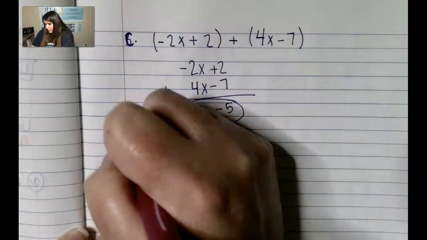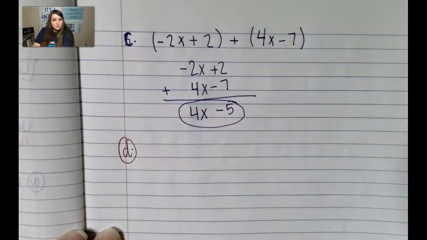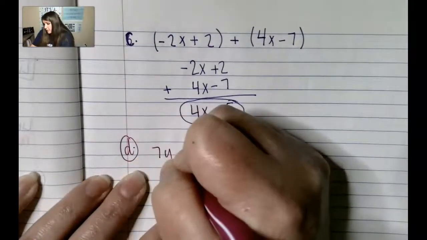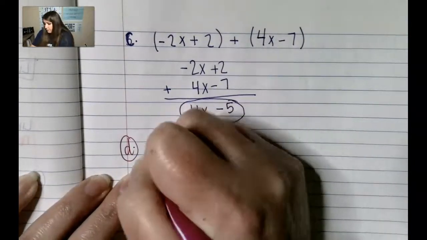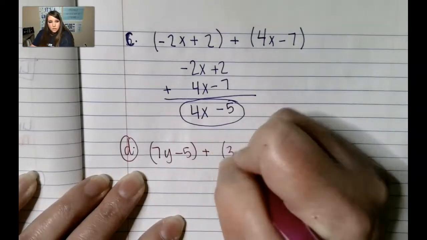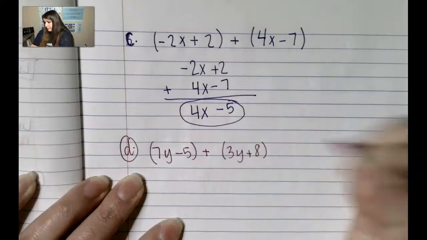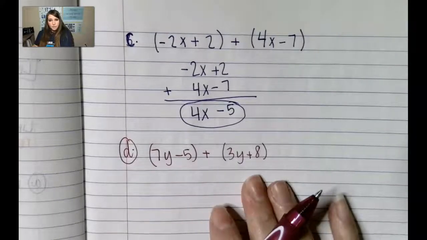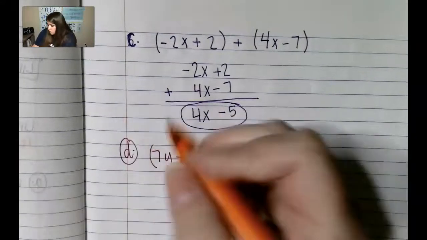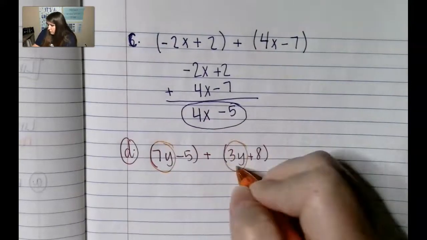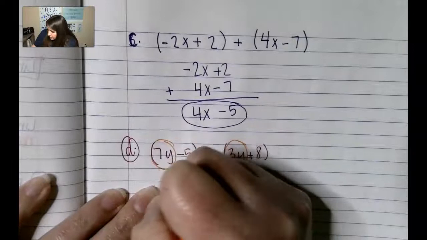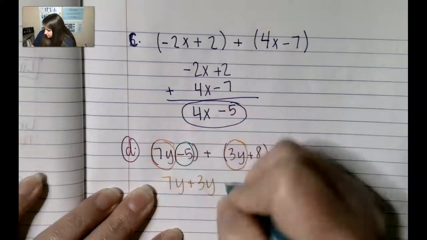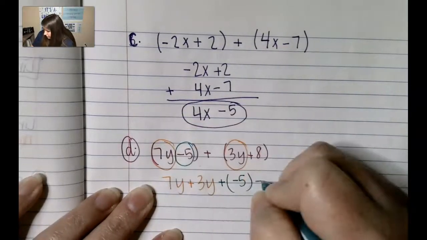Or, again, in this example, you can solve it by regrouping things with like terms, just like we did in our last lesson. So 7y minus 5 plus 3y plus 8. Okay, so here are these two. And we're going to move things around that are the same. So identify those terms, 7y and 3y, and we're adding. They're positive. So you have 7y plus 3y. And then we also have negative 5 plus 8.